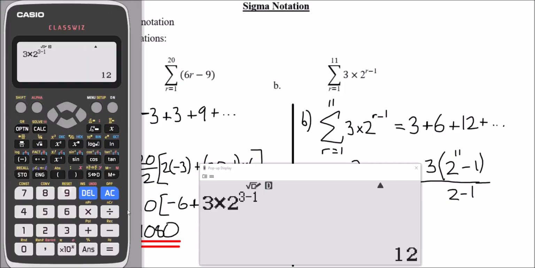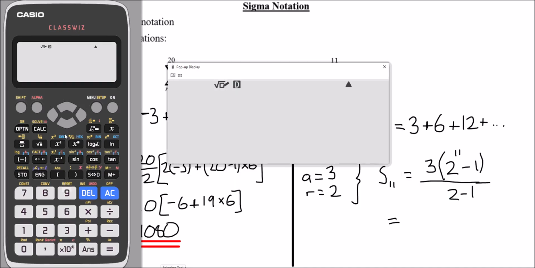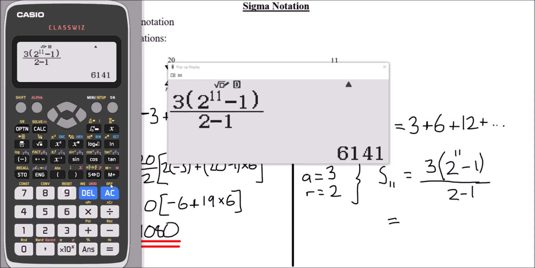So again, if we just carefully type this into the calculator, see what we get, double check it if necessary: 3 brackets, 2 to the 11 minus 1, all over 2 minus 1, which will just be 1 on the denominator anyway. We get 6141.